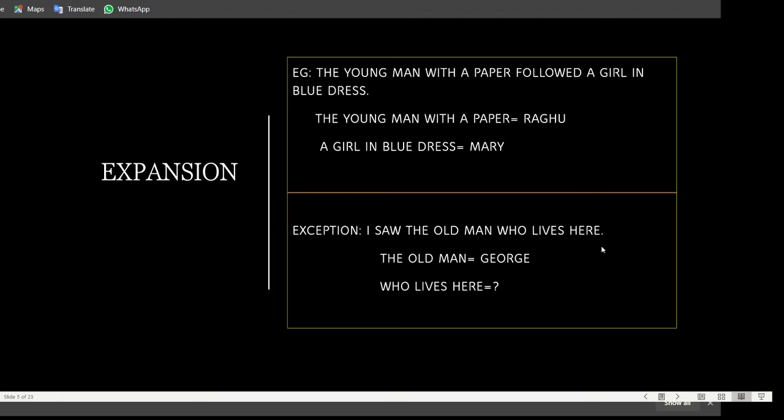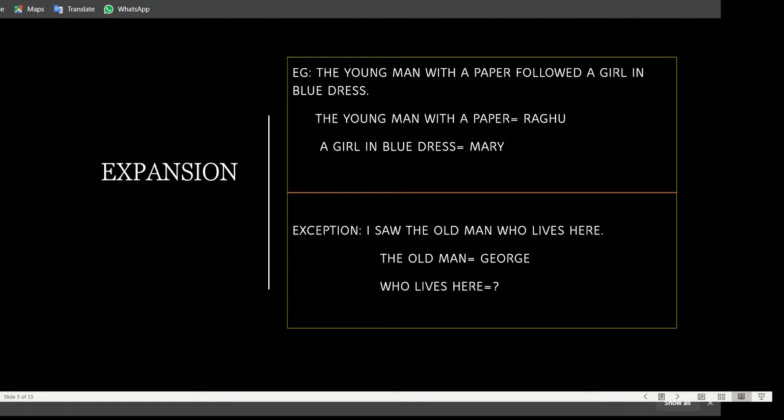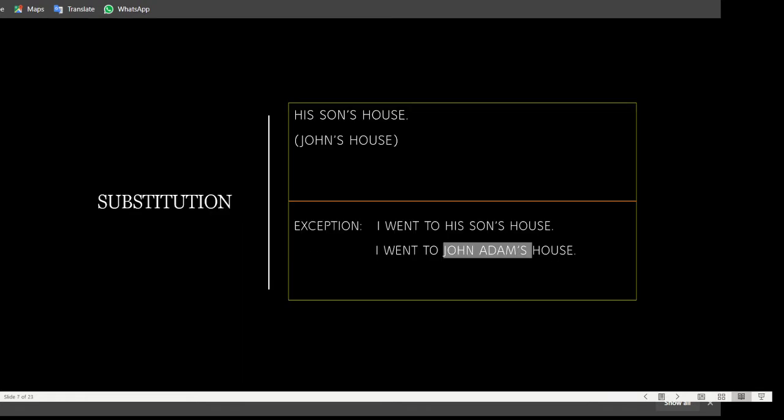But there are exceptions for this particular criterion. For example, take a sentence like, I saw the old man who lives here. The old man can be substituted by a pronoun, he. But who lives here cannot be substituted. So expansion actually works on substitutability, or substitution.